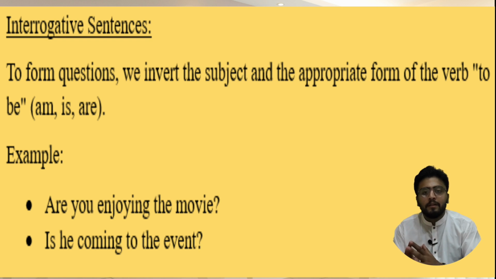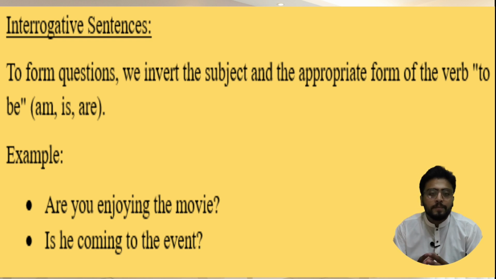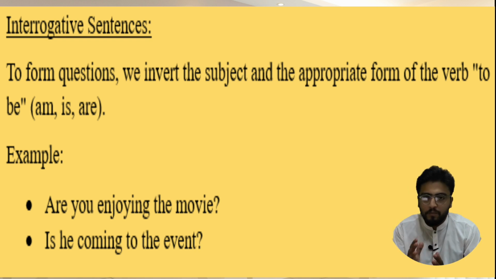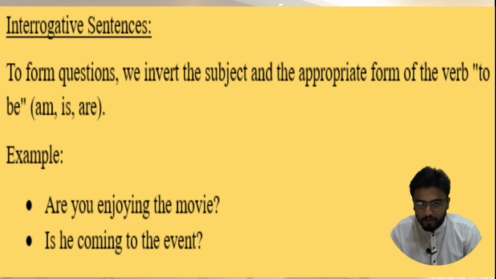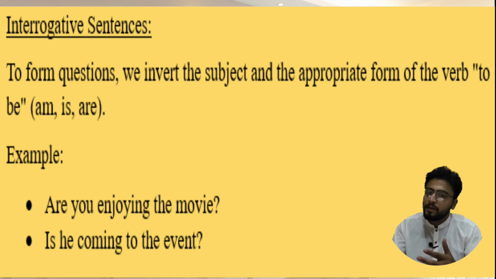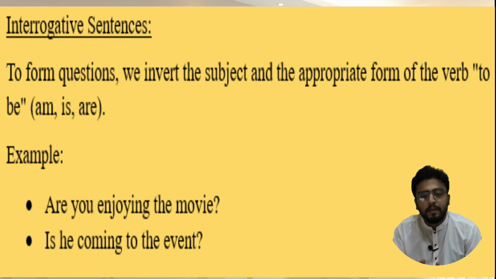In this example, again you can see be's form at the start of the sentence and later a subject, whether a noun or pronoun. Is Ali coming to the event has a noun, for example, and is he coming to the event is a pronoun example. That was all from the rules and regulations section.